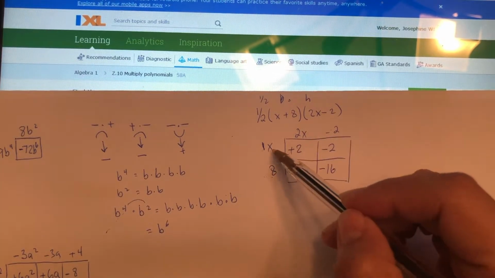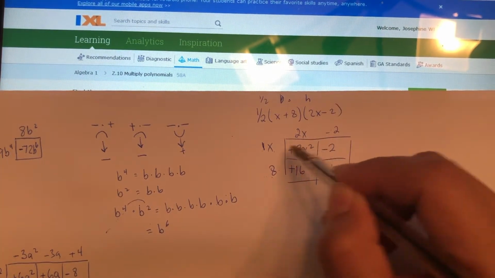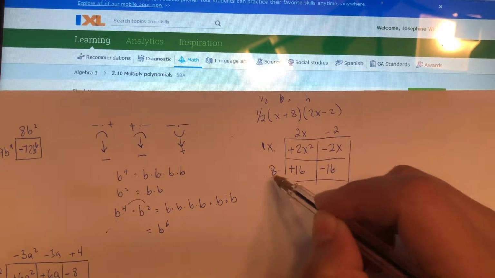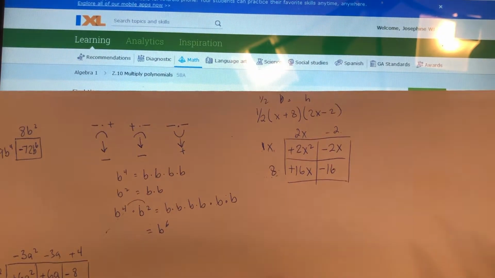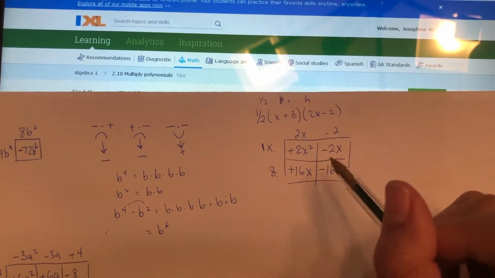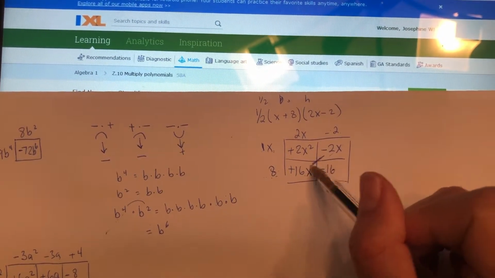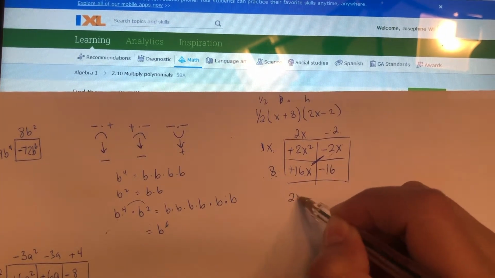Now do my variables. X times x is x squared. X times no variable is x. No variable times x is x. No variable times no variable is no variable. Combine my like terms, the ones that look alike. So you see my x's diagonally. And so that's going to be 2x squared.